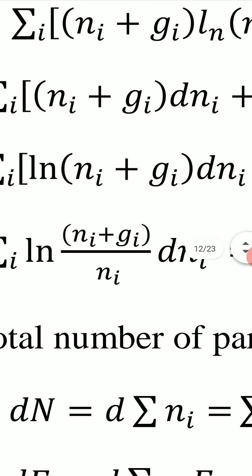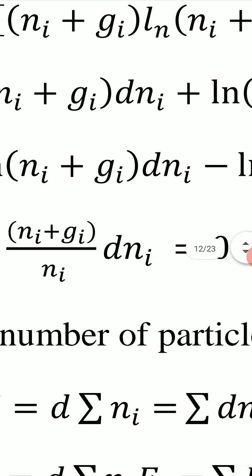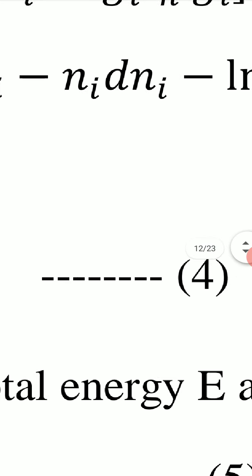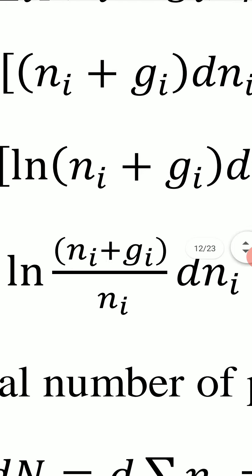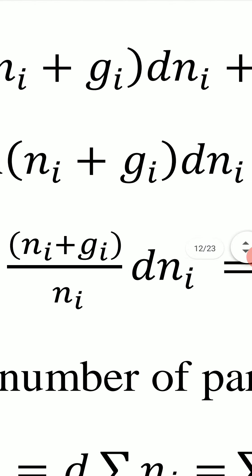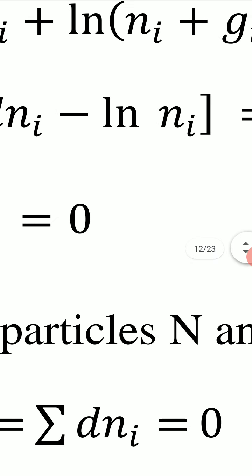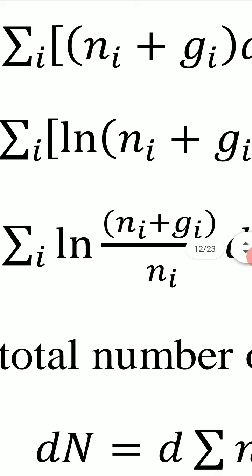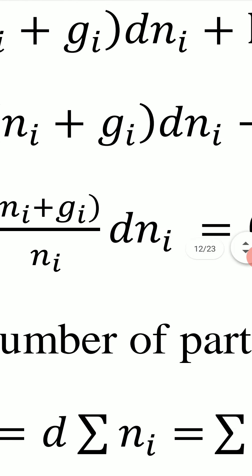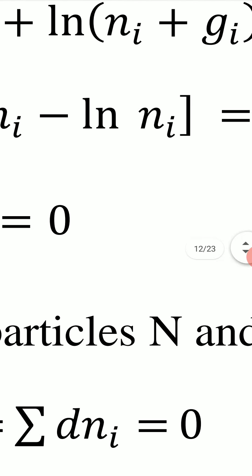So correct here in these two terms. In the first term we have (ni plus gi) upon (ni plus gi) dni, so this first term will be equal to dni only. And correct here also, it is not minus ni dni, it is minus ni upon ni dni, so it is minus dni. So this minus dni is cancelled by the first term, which is plus dni, and the remaining terms are d log W equal to log (ni plus gi) dni minus log ni dni.